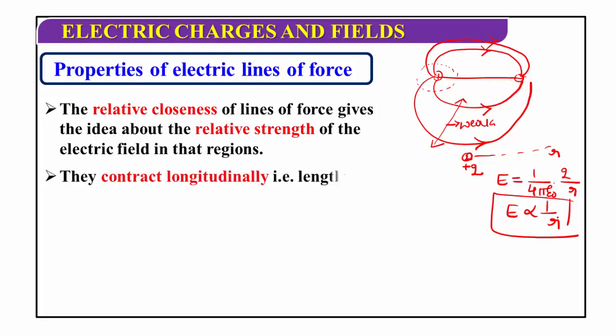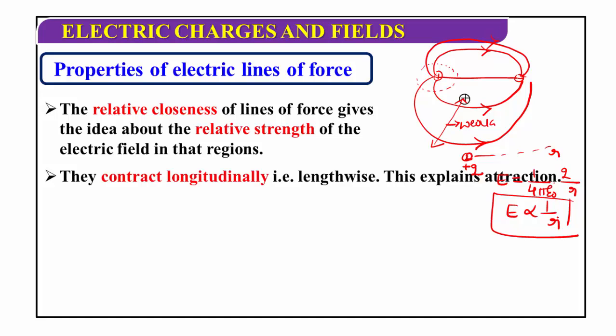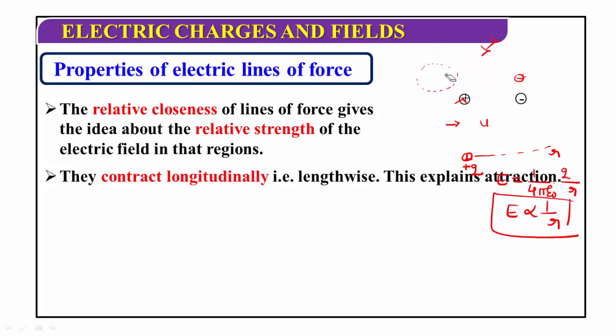They always contract longitudinally, and this explains the attraction. Here, see this diagram. This is the positive charge and this is the negative. Now observe this diagram. Here, they always contract longitudinally. This explains the attraction.